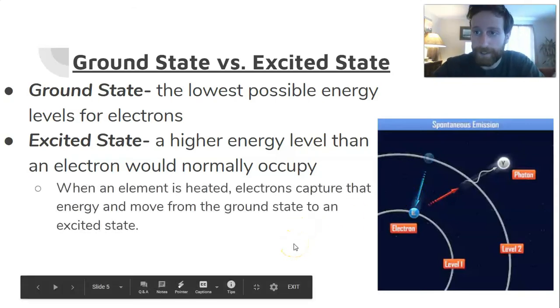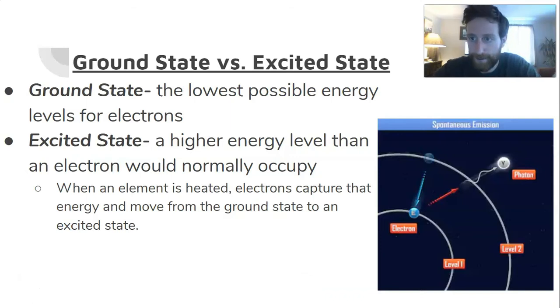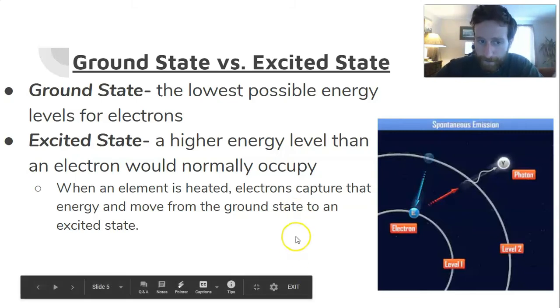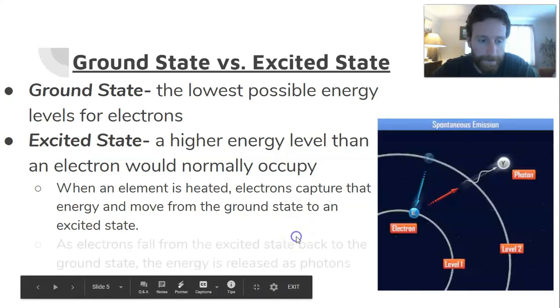So you might wonder then, how do electrons move from ground state to excited state? If an electron gains some energy, and that energy could come from light or heat, when an element is heated, the electrons in those atoms gain energy, and they capture that energy and move from ground state to an excited state. That's kind of half the story here.